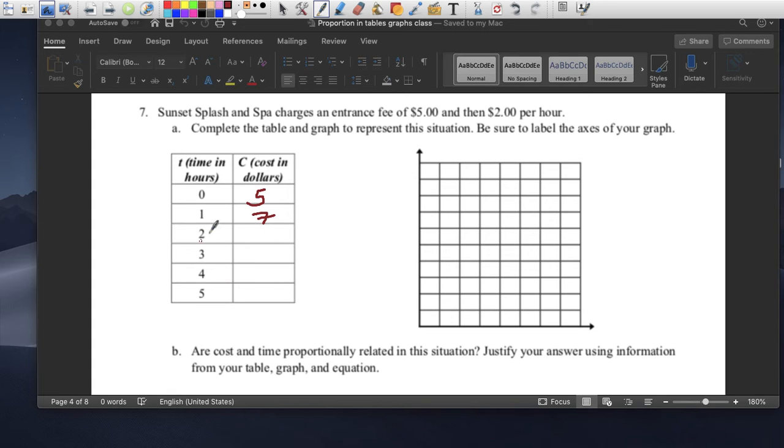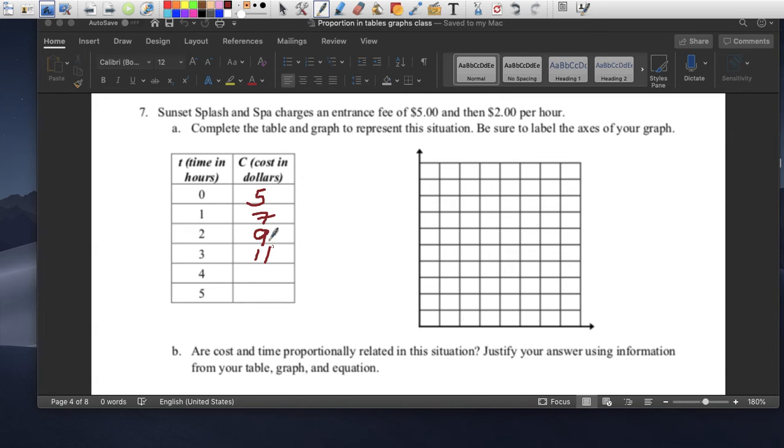Let's assume you spent 2 hours at the spa. Well, 2 times 2 would be 4, because every hour is $2, plus the 5 that you paid earlier just to get in. That means you would have paid $9. Again, assume you stayed at the spa for 3 hours. That'd be 3 times 2, which is 6, plus the $5 that you paid in the beginning to get in, which gives you 11.